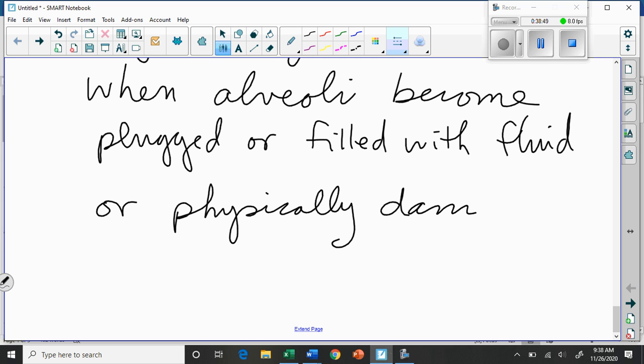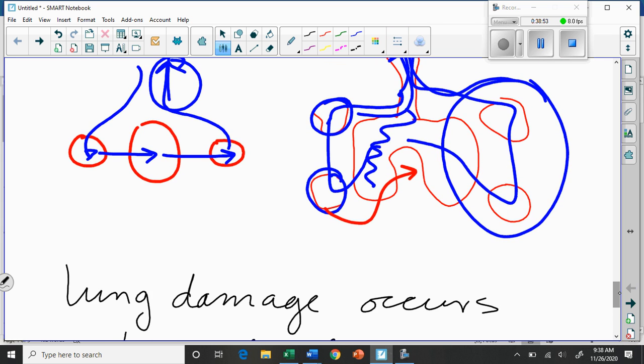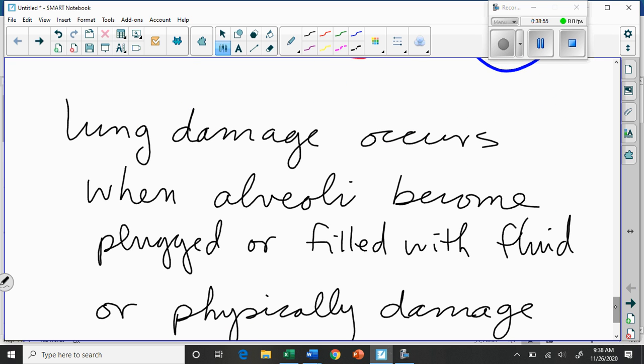I guess what I should say is not necessarily lung damage. We should change that word to, let's go back here. Let's change this word to lung problems. Some of these problems are reversible and fixable, and some of them are not, right? So we should kind of maintain how that works.